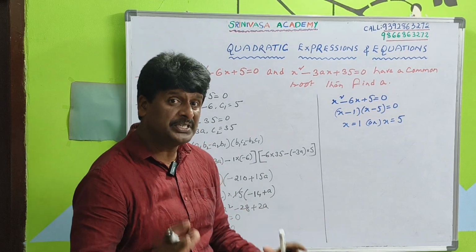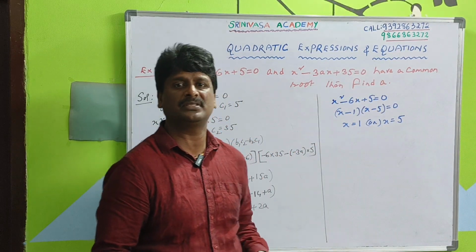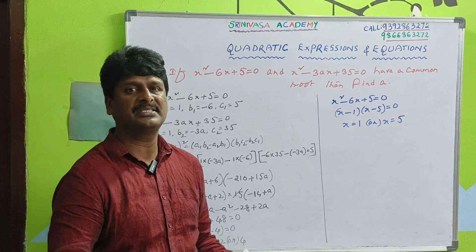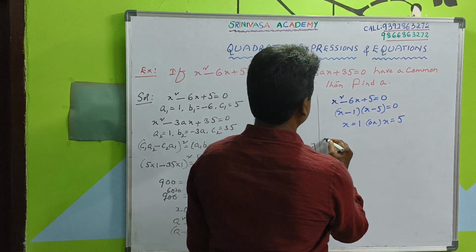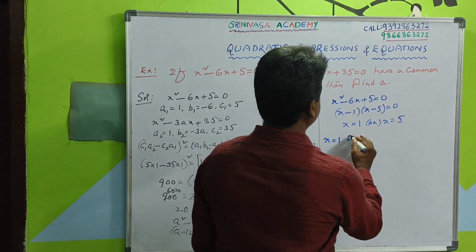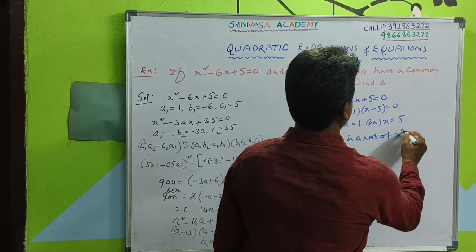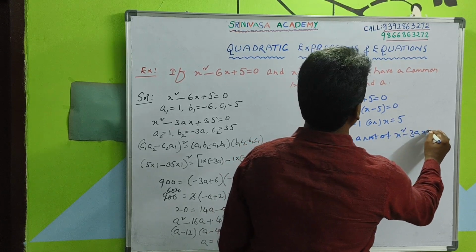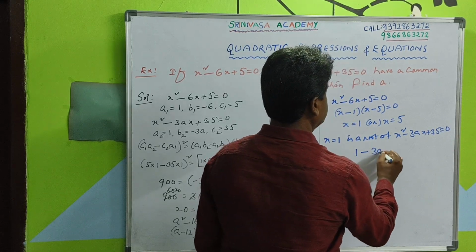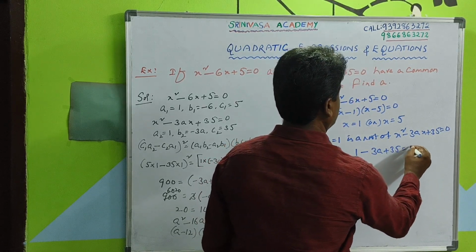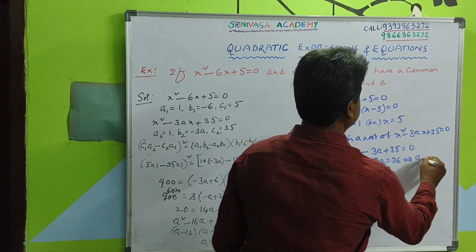But we don't know particularly 1 is a root of this or 5 is a root of this. That's why we get two cases. Let us assume x is equals to 1 is a root of second equation x square minus 3ax plus 35 is equals to 0. It should satisfy the equation. 3a is equals to 36, a is equals to 12.